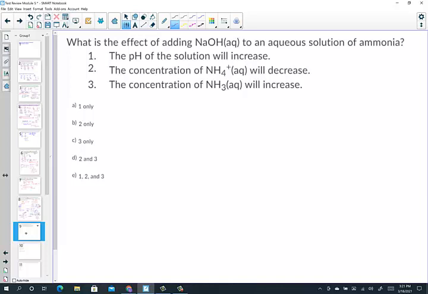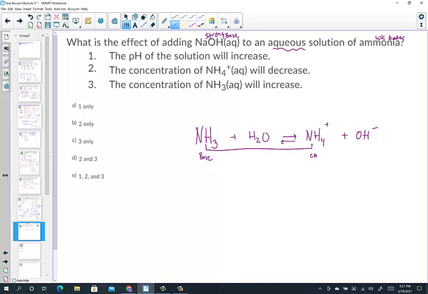Here's an example test question that asked me to consider the following. I have an aqueous solution of ammonia, and I'm going to add a strong base to it. So remember, NaOH is a strong base, and ammonia is a weak base. When ammonia is in a water solution, it sets up conjugate pairs of ammonium and hydroxide. So this is just Brønsted-Lowry proton transfer. Ammonia is the base. It forms its conjugate acid called ammonium. Water, therefore, is acting as the acid, forming its conjugate base, hydroxide.